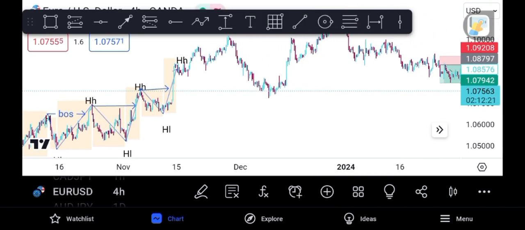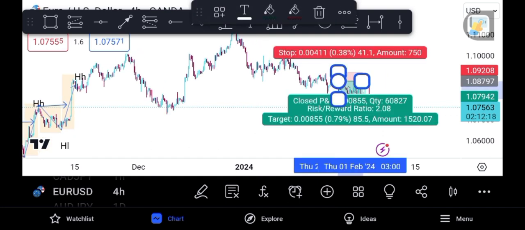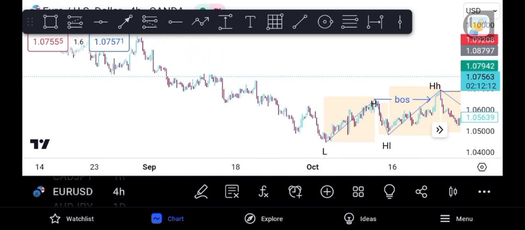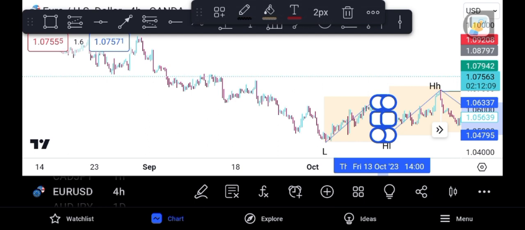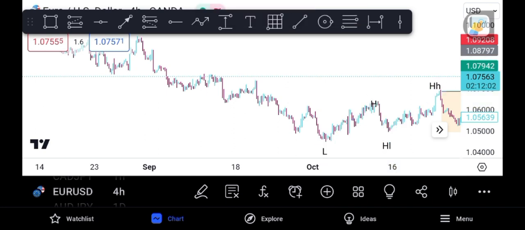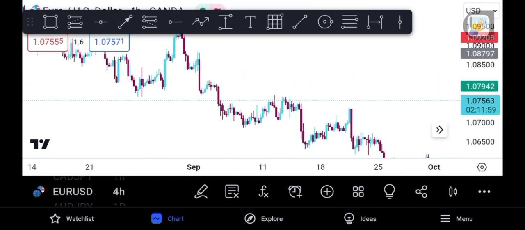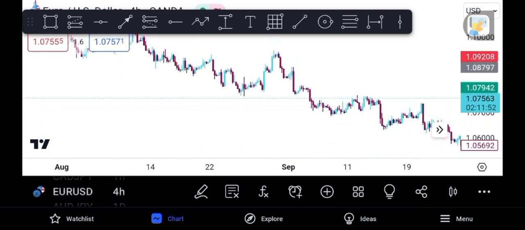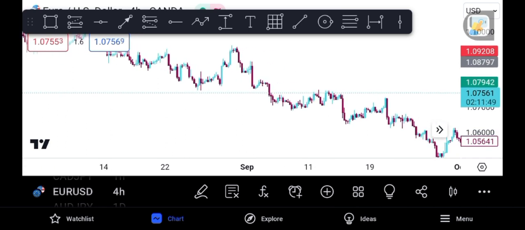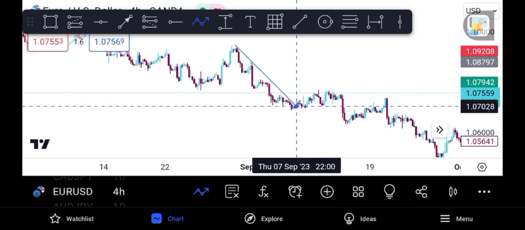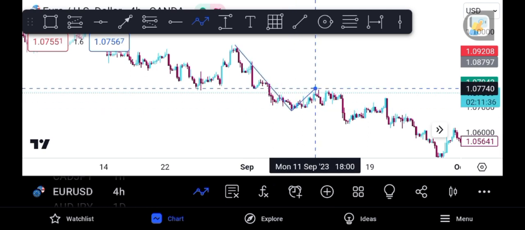Now let's move to the next one, the downtrend. Let me clear all this. Here you can see a clear movement to the downside. So let's say we have this impulse move. Let's mark out our structure.